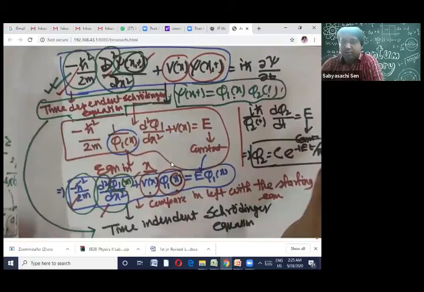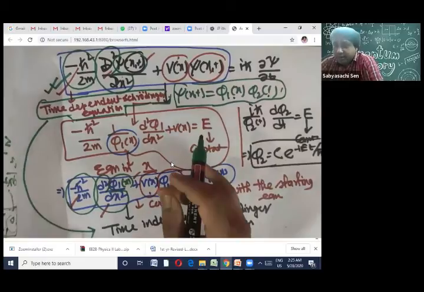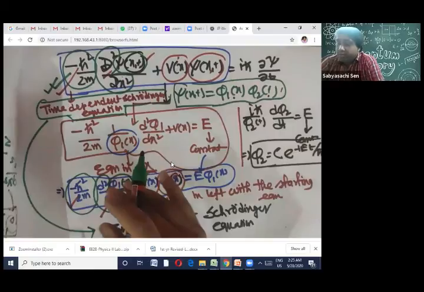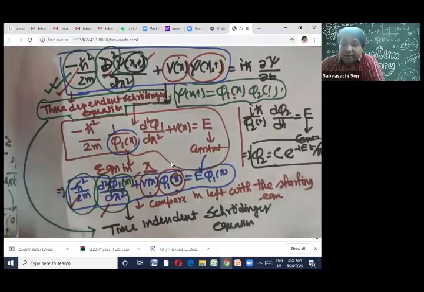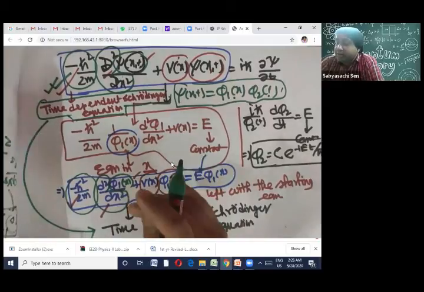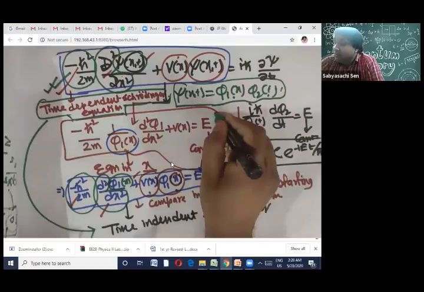Then you continue. You don't have to show any example, just the way I have done it. What you have to conclude is that if I have an equation where one side depends on x and the other side depends on t, and if x and t are independent variables, then the equal sign can exist only if, after all the derivatives, I end up with a constant like E on both sides.